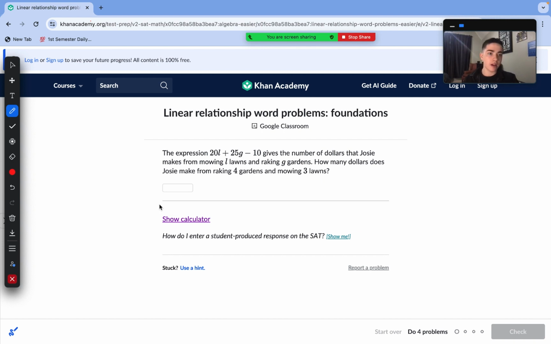Today we're going to be going over our linear relationship word problems, basically meaning we're going to be having variables that we just substitute in. We're not going to be squaring them or using exponents or doing anything like that. It's a pretty basic skill, especially doing the foundations. Let's go ahead and get started.